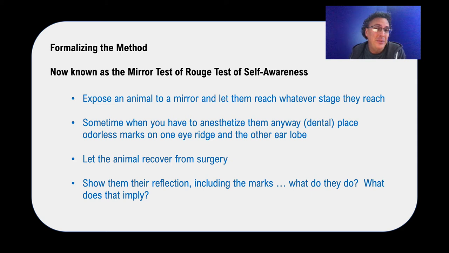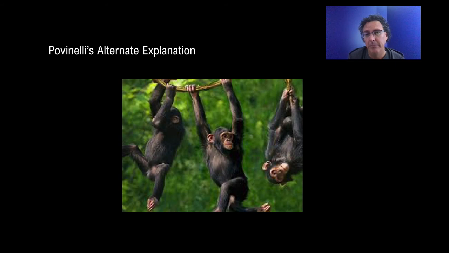Now, it turns out, and I want to give you this sense of science, that not everybody was a believer. So there was one very well-known critic, a guy named Daniel Povinelli. And Povinelli's alternate explanation went as follows. And I think this is really good because this gives you a sense of how science progresses. He's like, okay, yes, they are touching those parts of themselves.